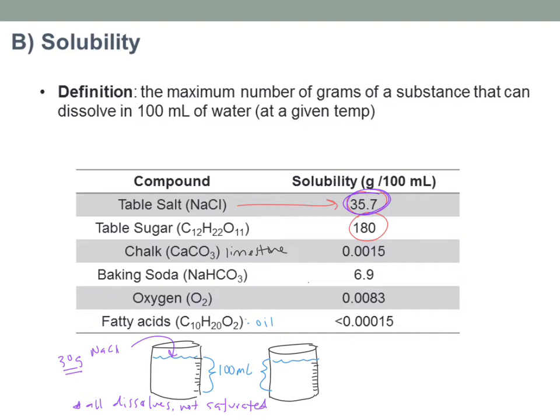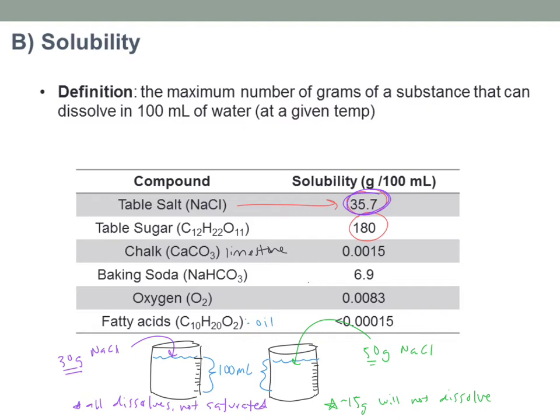Whereas if I took, say, for example, 50 grams of sodium chloride and tossed it in 100 milliliters of water, since 50 grams is over 35.7, that means that not all will dissolve. So about 15 grams will not dissolve. Yes, that 36-ish will dissolve, but about 15 grams will not. And so you'll see, everyone's seen this before, where you try to dissolve sugar or salt in something, and you see it just sits there on the bottom. You just see a pile of undissolved things.